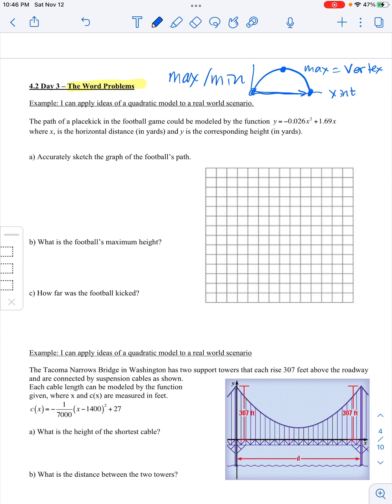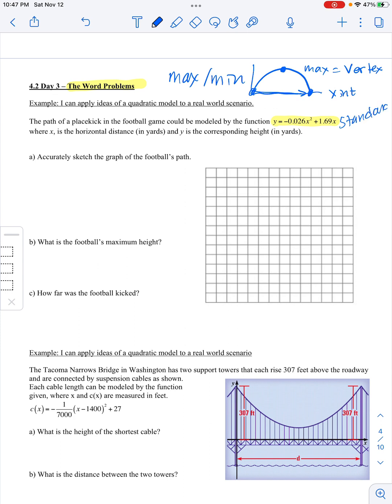So what you do is you read the problem and you decide what form that equation is in, and then you go from there. You just have to not let it freak you out. So if I read this first problem, the path of a place kick in a football game can be modeled by this function. Okay, there are no parentheses, so that, to me, tells me this is standard form.